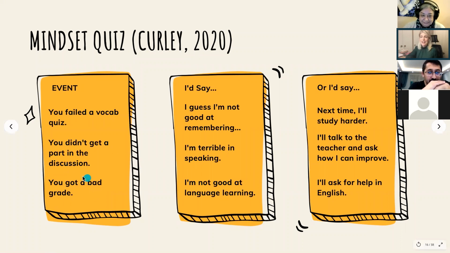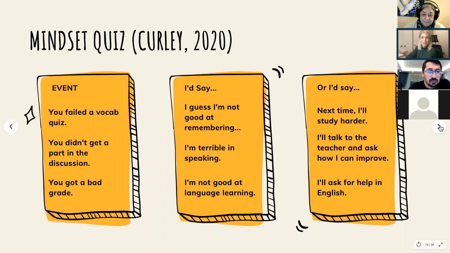That's brilliant. And you got a bad grade. And I'm not good at language learning. And I will ask for help in English. First, second. Okay, first one. Second one. All right. That was a very short quiz.